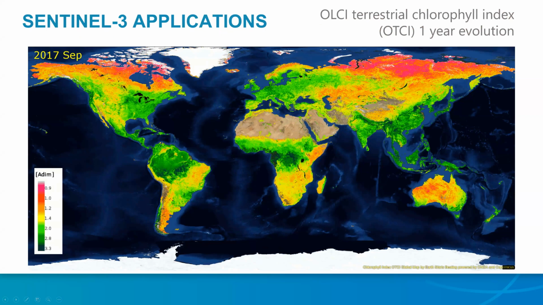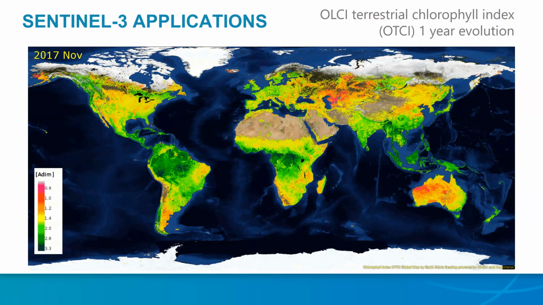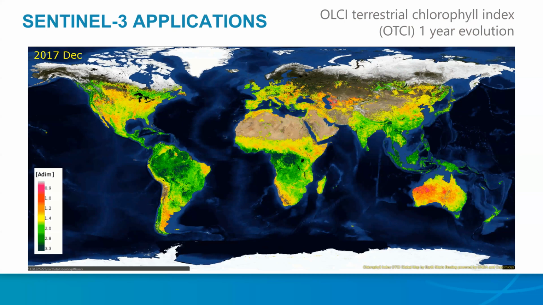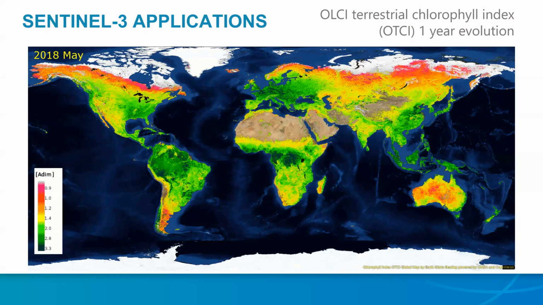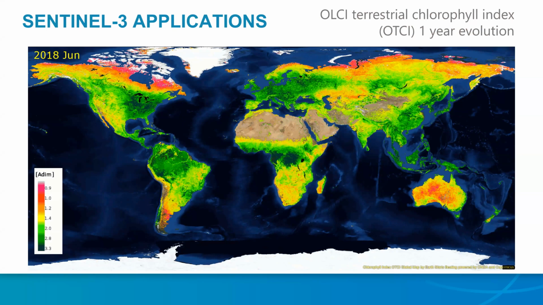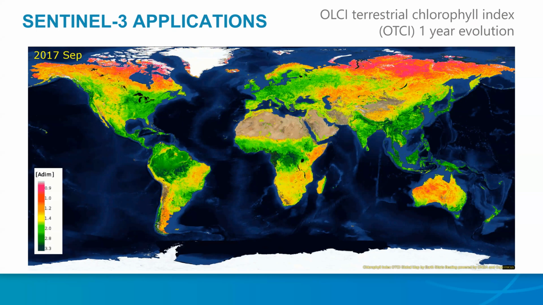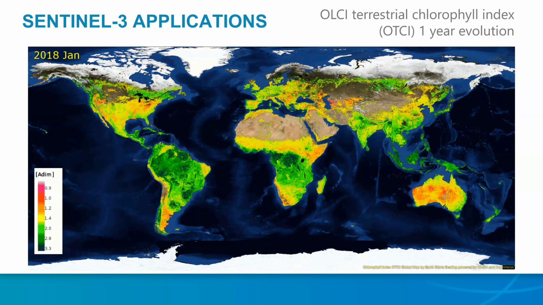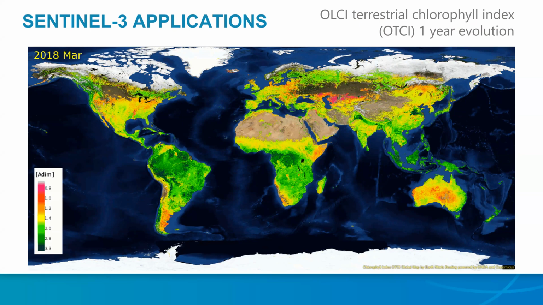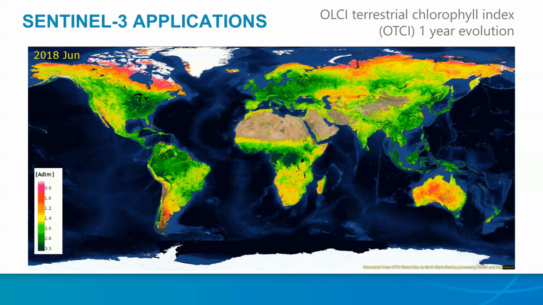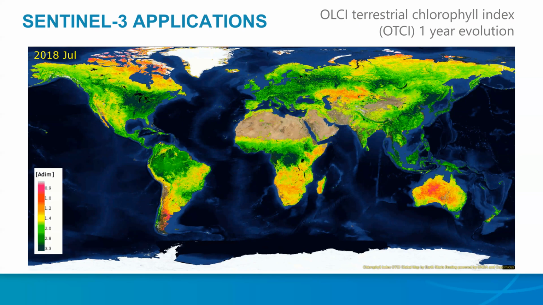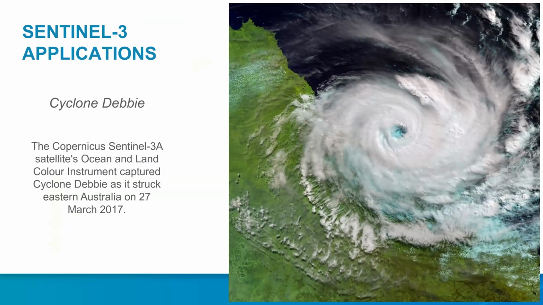This global animation shows ocean and land colour instrument terrestrial chlorophyll index over a year. The OTCI is estimated based on the chlorophyll content in terrestrial vegetation and aims at monitoring vegetation condition and health. And this is just an example of the Sentinel-3 ocean and land colour instrument capturing Cyclone Debbie as it struck Eastern Australia on the 27th of March 2017.